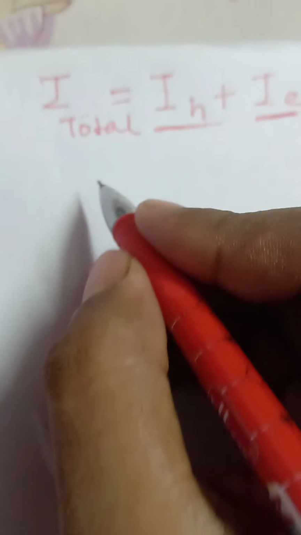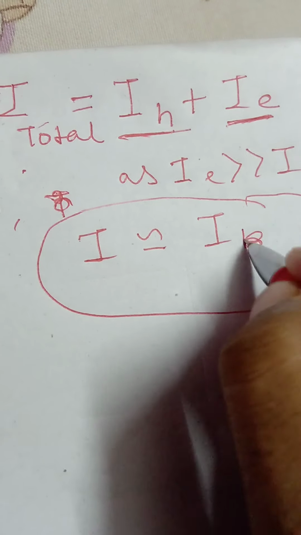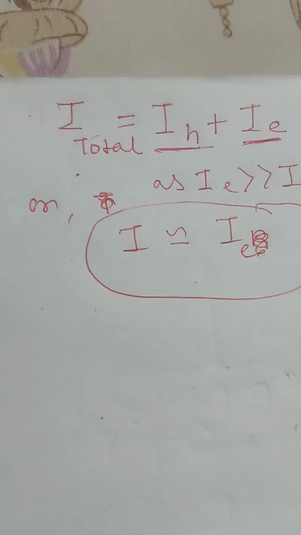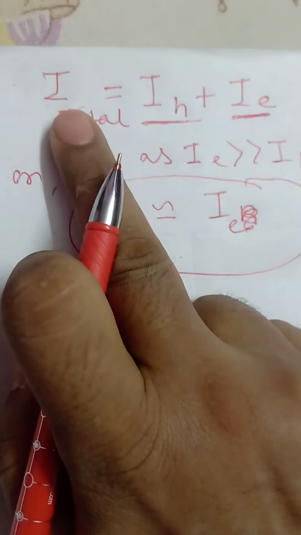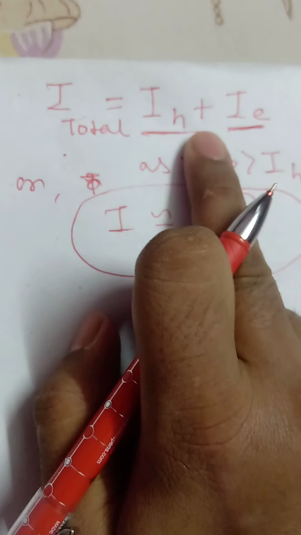Now see, it is a total current. Now you can see that IE is much greater than IH. So in the general case we say that the total current in the semiconductor is contributed by the electrons only. But in a more accurate representation, we have to write the total current I as IH plus IE.